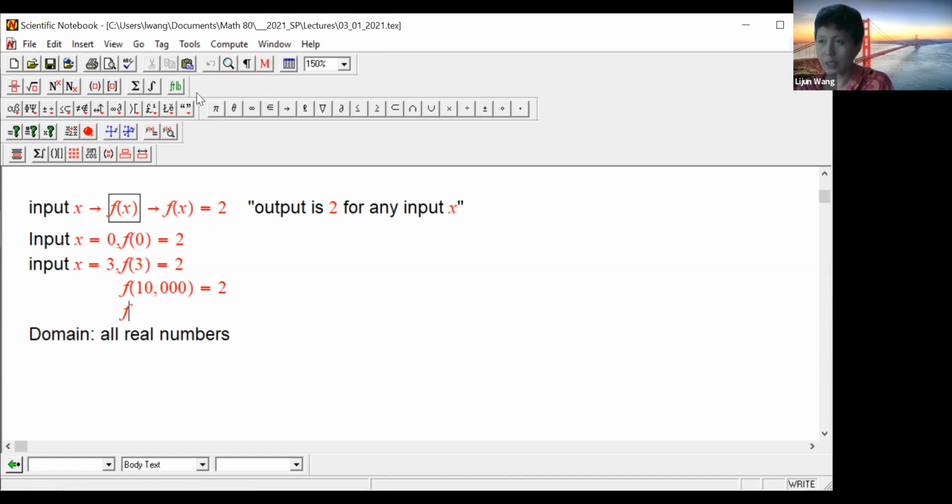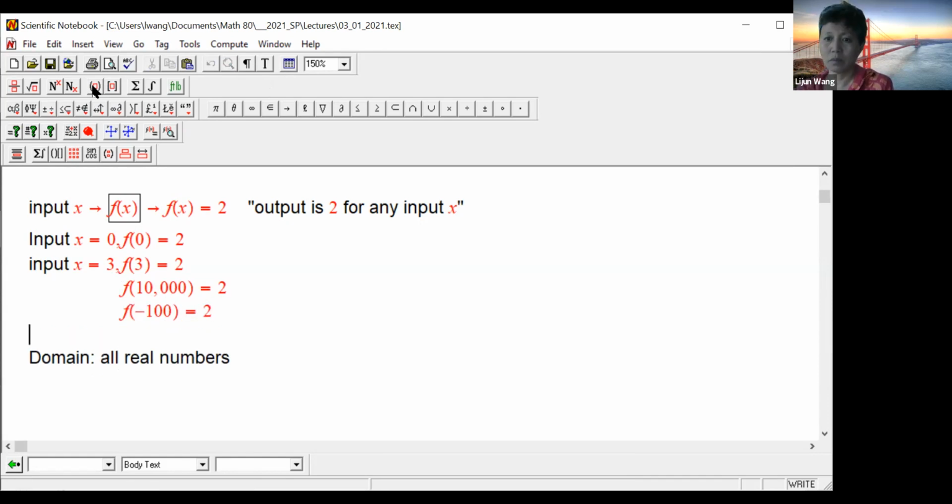Okay, see, I'm going to plug in negative 100 and the output is what? Its output is 2. So this rule can apply to any number, because they're going to produce the same output. Even though the outputs are the same, for each input, the output is unique.